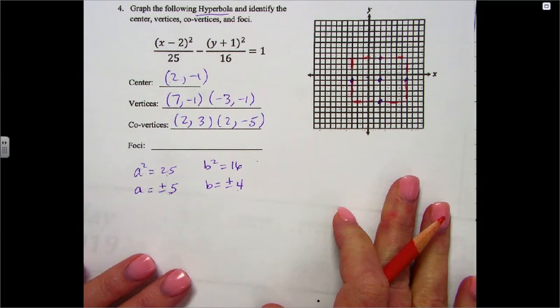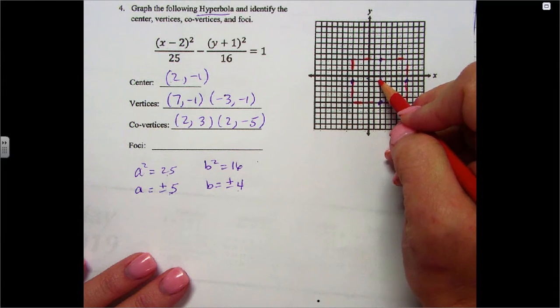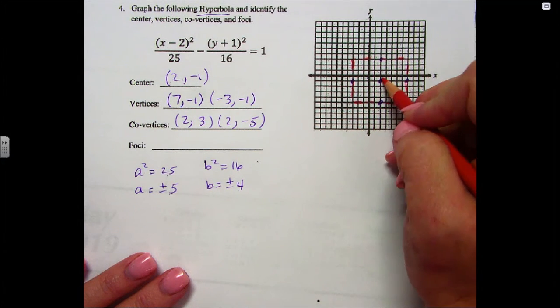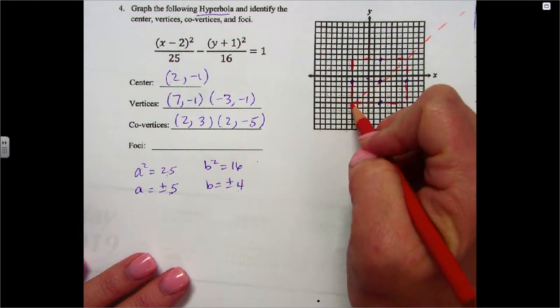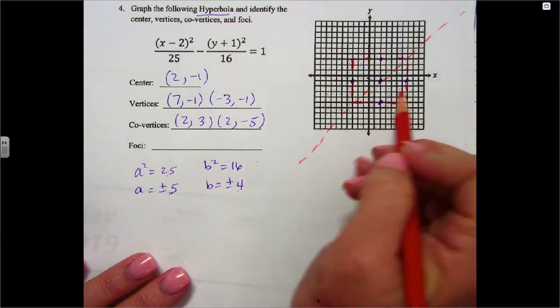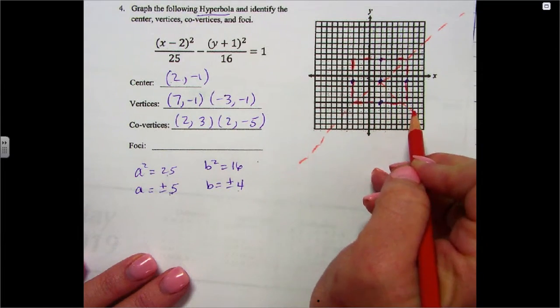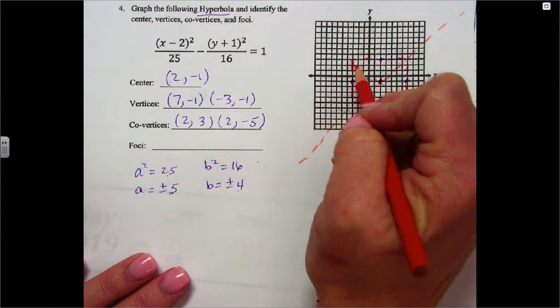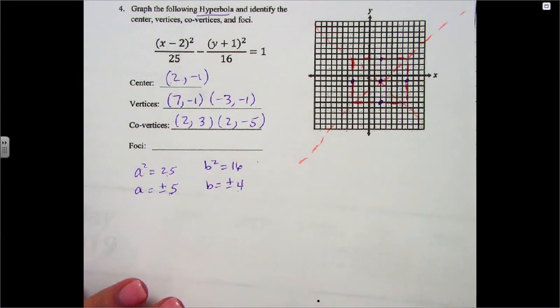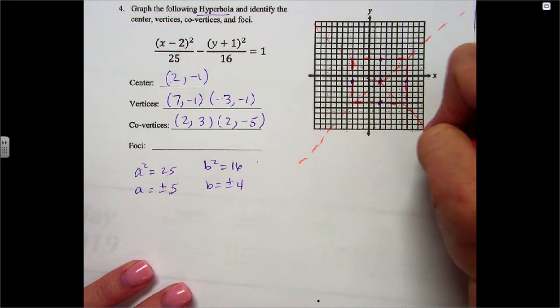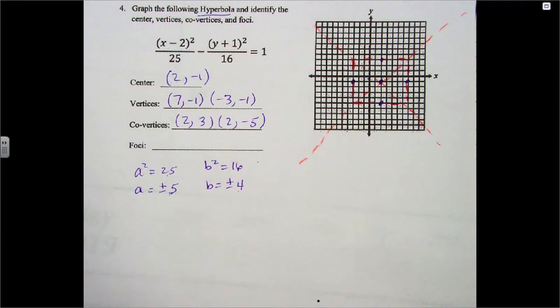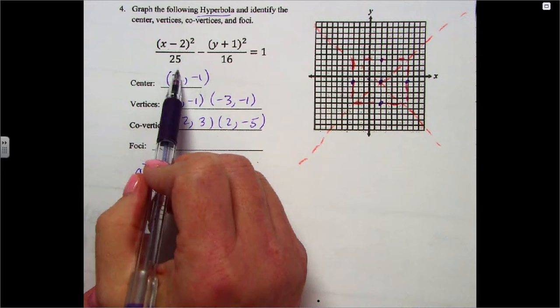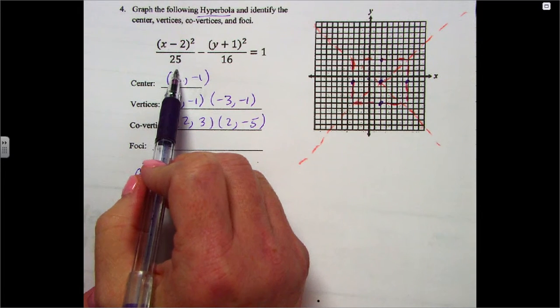So then we know that our asymptotes go through the center and the corner of my box. So I'm going to draw on those asymptotes. I go from the center here and through the corner of this box, and then this way. So those give me the asymptotes. Remember, those are the lines that contain my curve or help shape the curve.